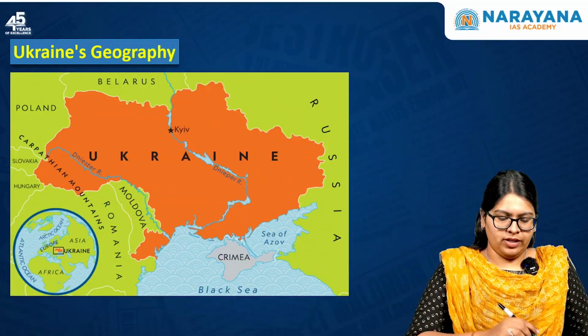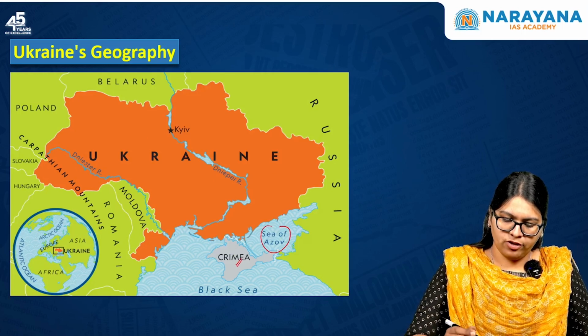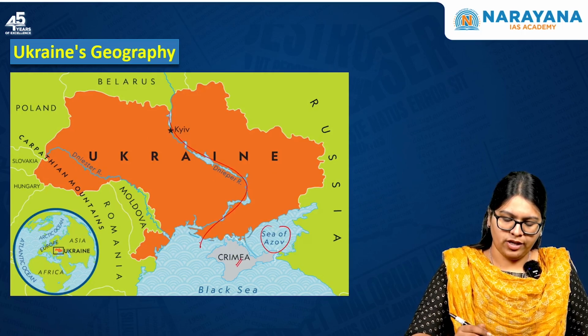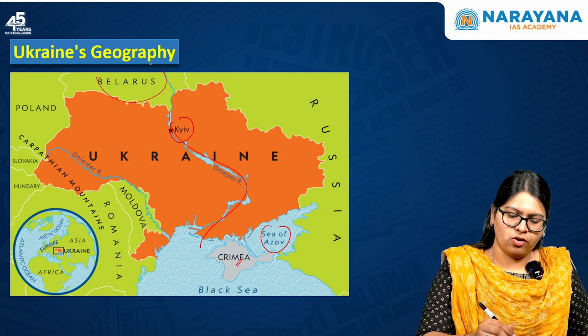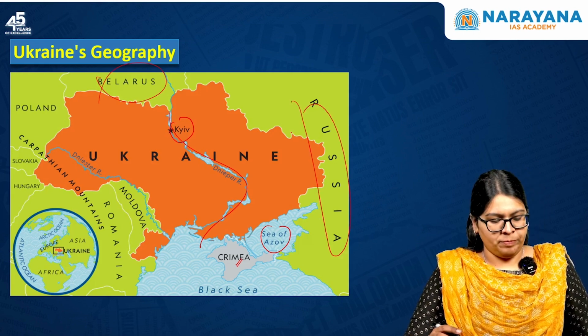So this is the map where we can locate Crimea here, the Sea of Azov, the Dnieper River, which flows into it, the capital Kyiv, and towards the northern side, it has Belarus, and here Russia towards the east, and so on.